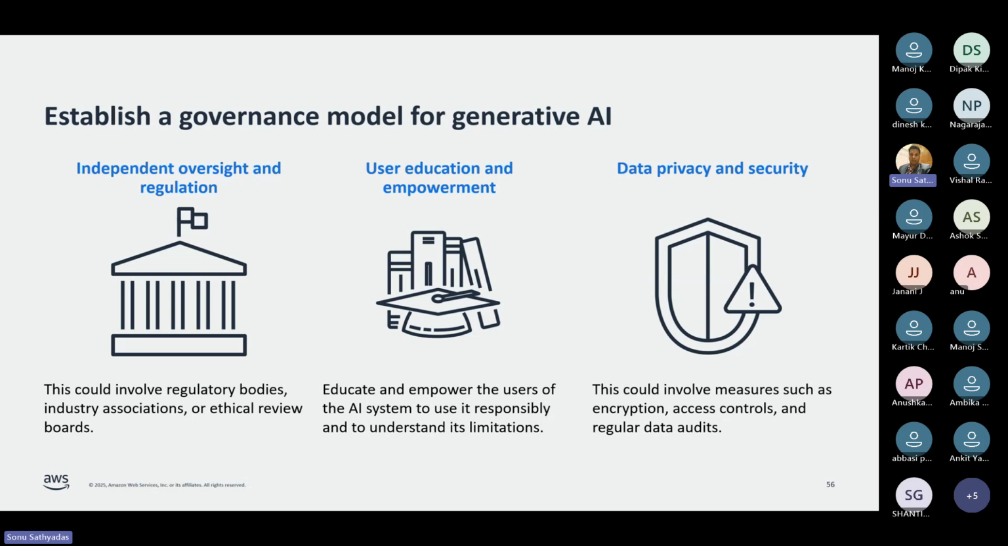And finally, data privacy and security. This could involve measures such as encryption, access control, and regular data audits. So basically, the security policies: we need to encrypt the data before sending and receiving it to the models, implement proper authentication and authorization, and also do regular data audits for data privacy and security measures.